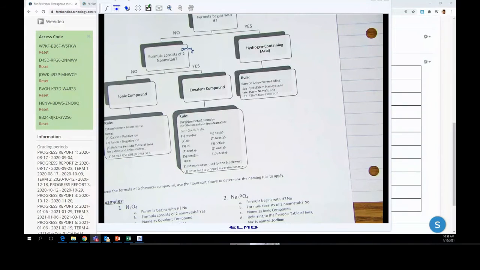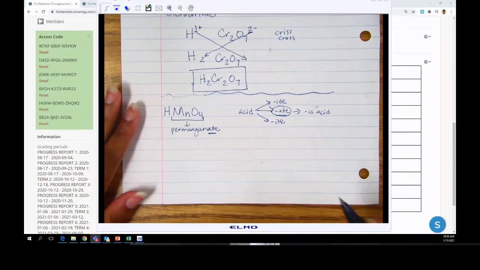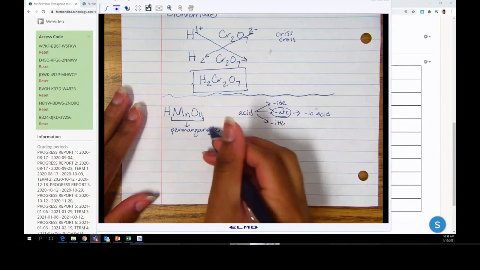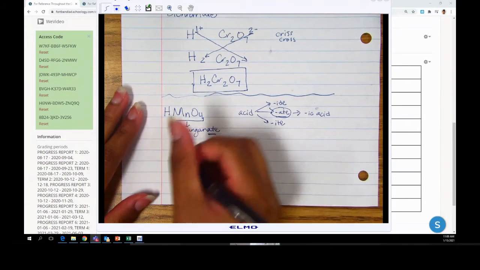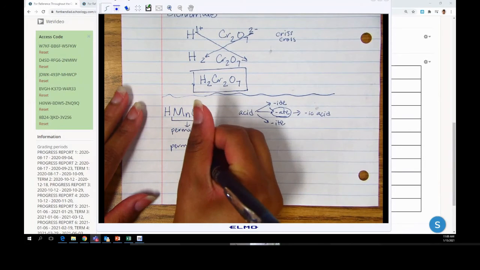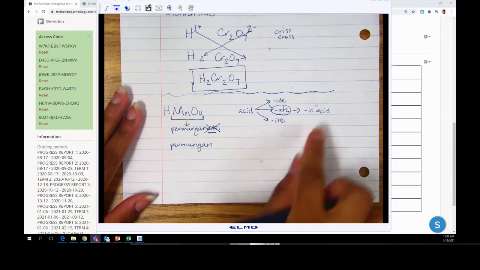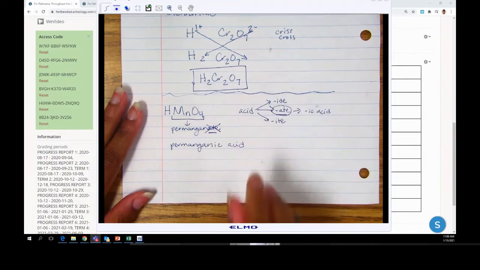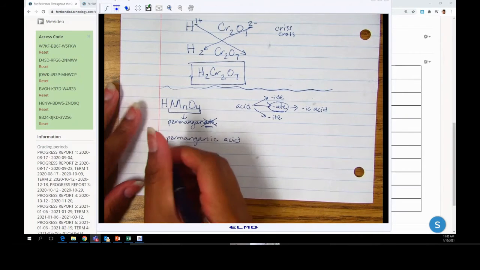So that means that I'm going to drop the "ate" off of my anion so that I can get my stem name. So if I remove the "ate," I would have permangan. And then to here, I'm going to add on the "ic acid." So the name of this compound is permanganic acid.